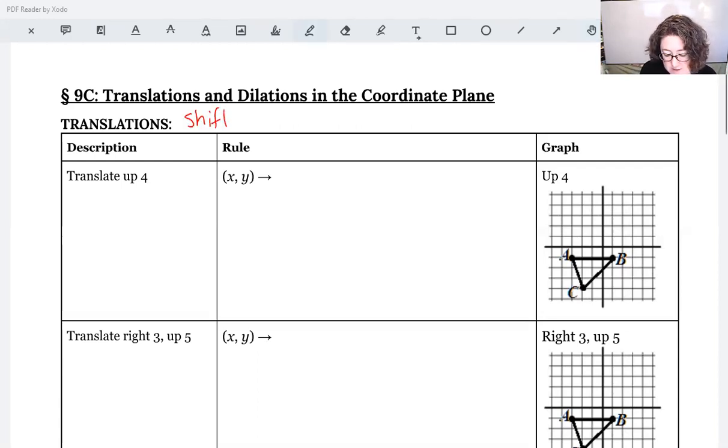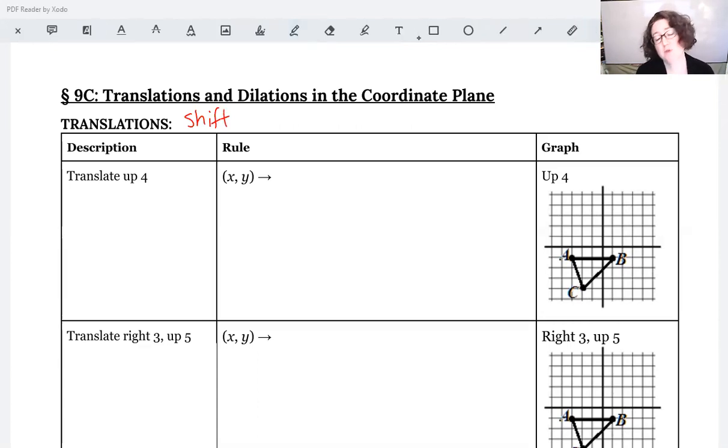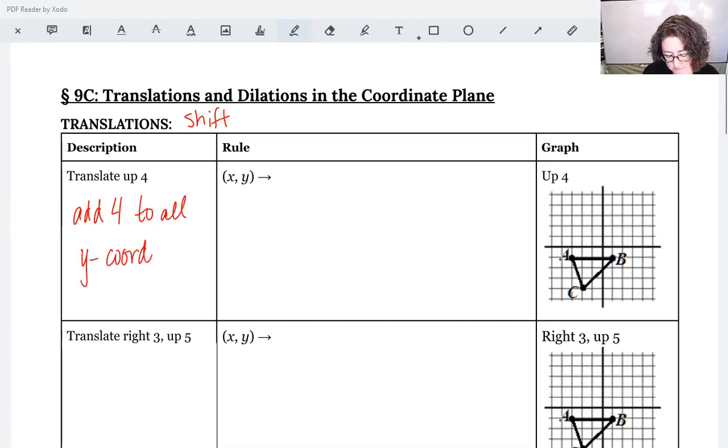And so specifically, we're going to look at a couple examples of translations. Our first one is we are going to translate a triangle up 4 units. So if we think about our X and Y coordinates, which ones are the ones that actually control where we're going up or down? Well, those are our Y coordinates.